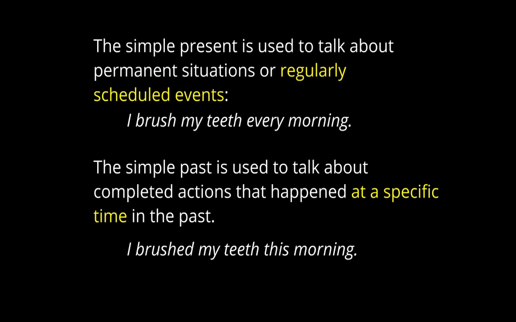The next verb tense we're going to talk about here is the simple past. This is used to talk about completed actions that happened at a specific time in the past. So there's 2 parts of this. It has to be a completed action. It's finished. It's done. It didn't start in the past and we're still doing it. We're going to use a different verb tense for that. And it's happened at a specific time, and that specific time that it happened is usually indicated in the sentence.